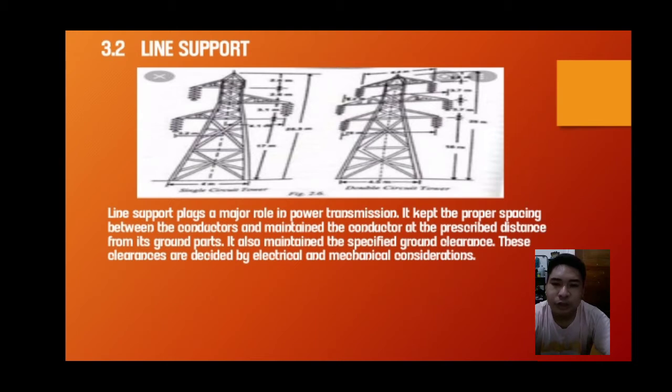Power transmission line support. Line supports play a major role in power transmission. They keep the proper spacing between the conductors and maintain the conductors at the prescribed distance from grounded parts. They also maintain the specified ground clearance. These clearances are decided by electrical and mechanical considerations.